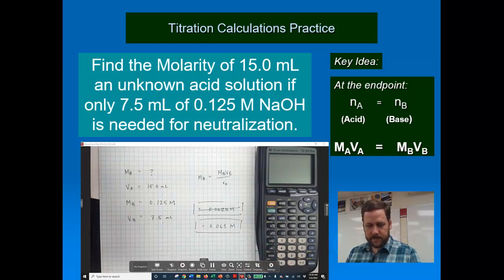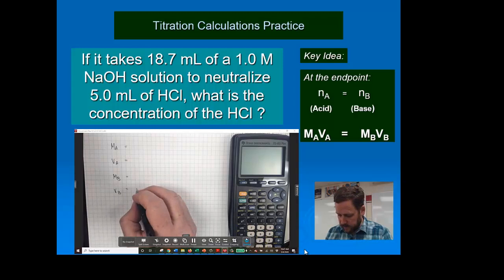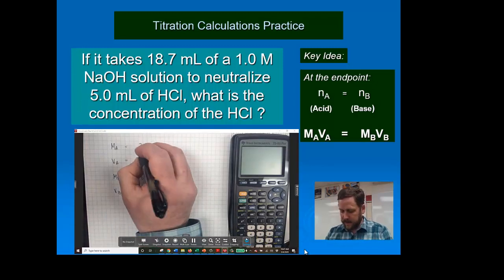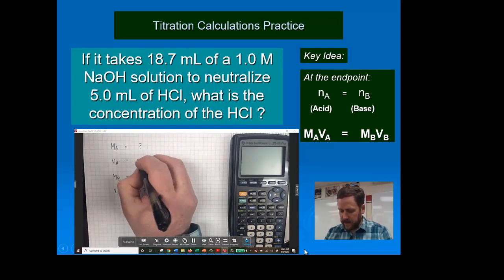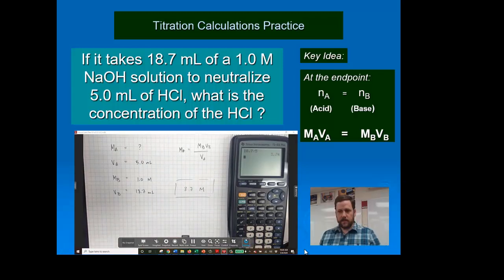Let's try one more. Try pausing the video here and seeing if you can complete the problem. Start by filling out the shopping list. The volume of the base is 18.7 mLs, and the molarity of the base is 1. The molarity of the acid needs to be solved for, and the volume of the acid is 5. Assuming we're limited to two significant figures, we get 3.7 molar.